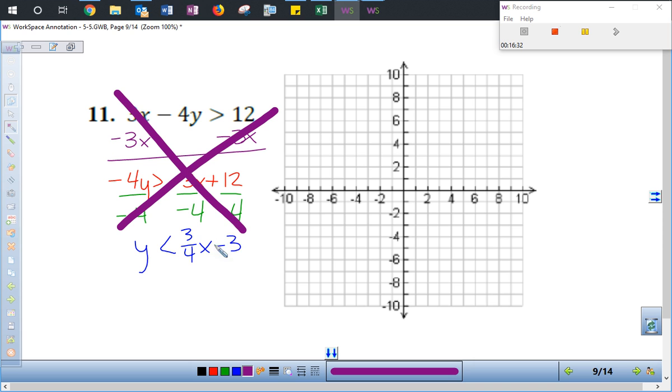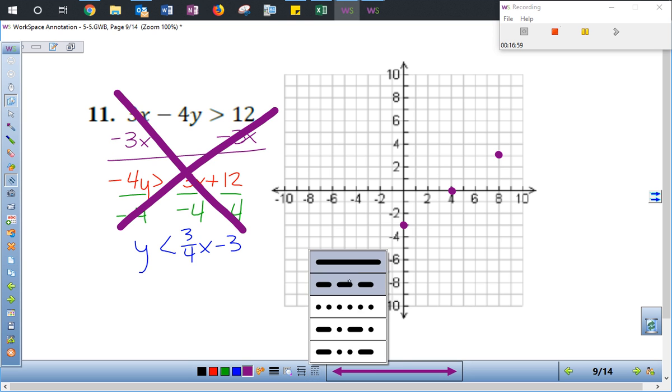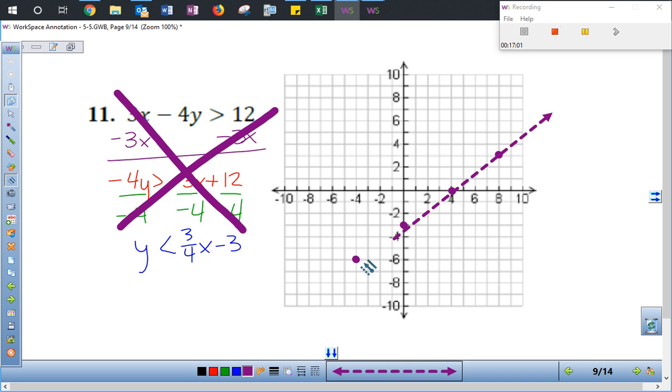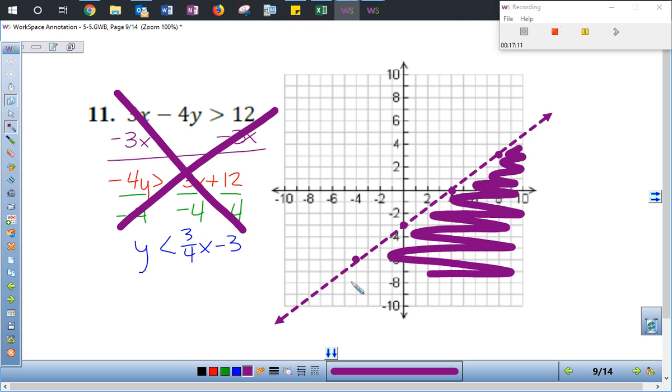So I'm going to start with negative 3 on the y-axis, and I have a slope of 3/4. So up 3 to the right 4, up 3 to the right 4, and I can't go anymore, so I'll go back to my original starting point and go down 3 to the left 4. Now I want to connect with my straight edge. So since this is not or equal to, we're going to have a dashed line. And then we want to look at the symbol. This is less than, so I want to shade below my line.